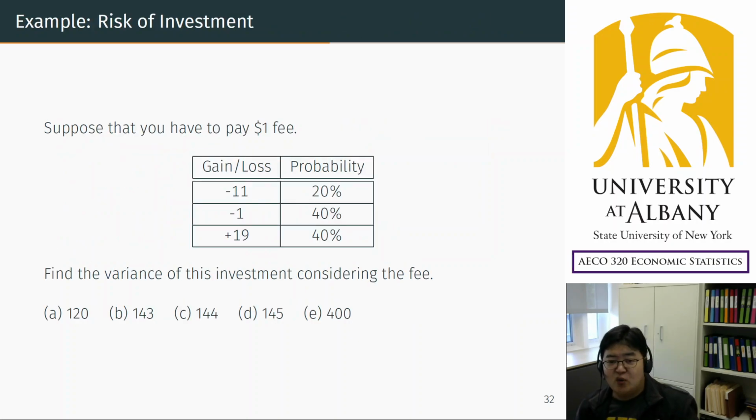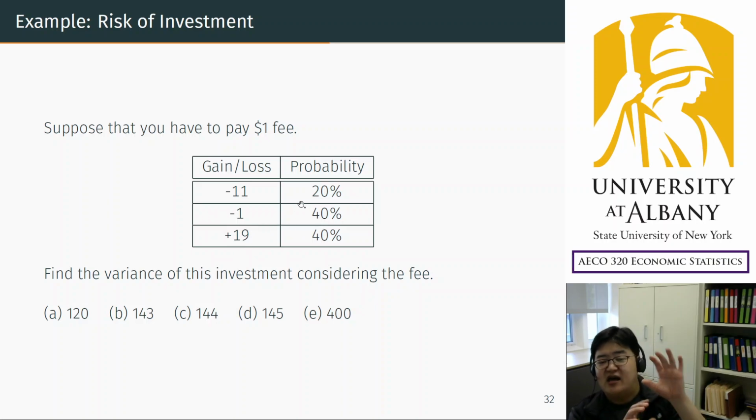Okay, then I'm going to tweak the question a little bit and give you a chance to do some exercise. Suppose you think about investment on an asset, say there is a commission. To make this investment, you have to pay $1 upfront. So when you lose $10, it becomes $11 loss. And even if there is no change in value of the investment, you have still paid $1. So when you gain $20, your net gain is actually $19.